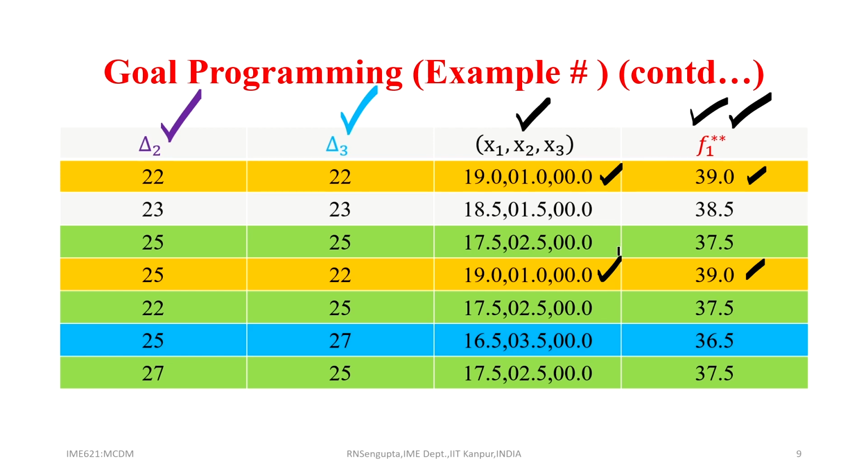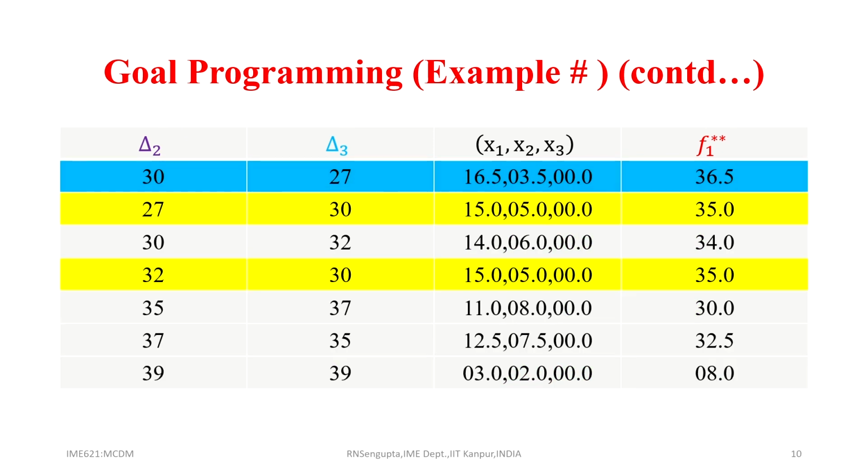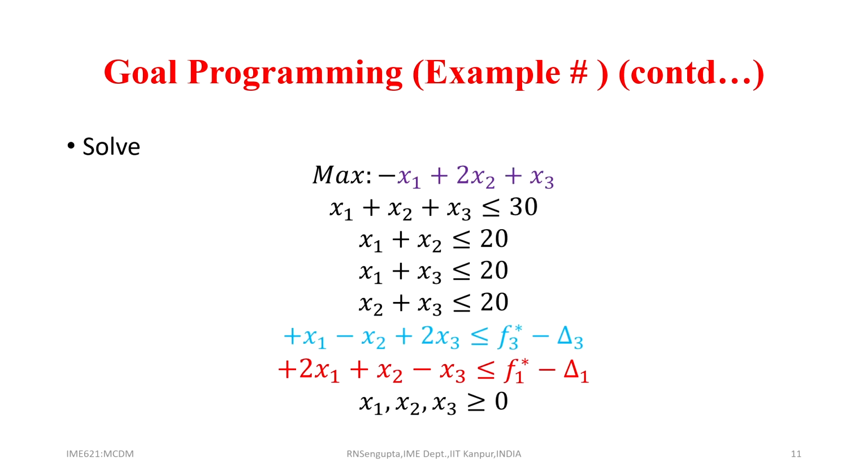Similarly, the green one is related to the objective function F1 star being 37.5, and the values are, I am not marking it here, but you can see, 17.5, 2.5, 0. Then we consider 36.5, where the values are 16.5, 3.5, 0, and for a value of 35, this F1 double star, the values of x1, x2, x3 are 15, 5, 0.